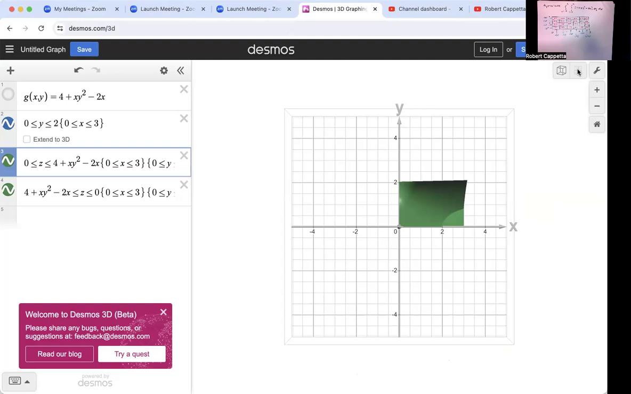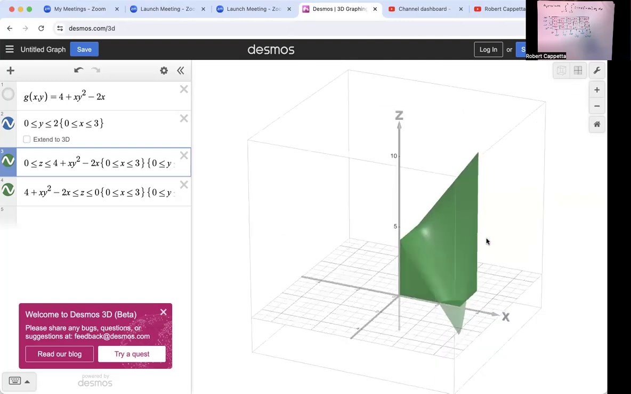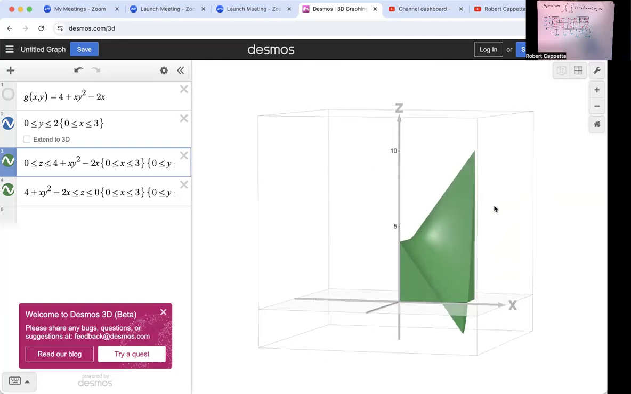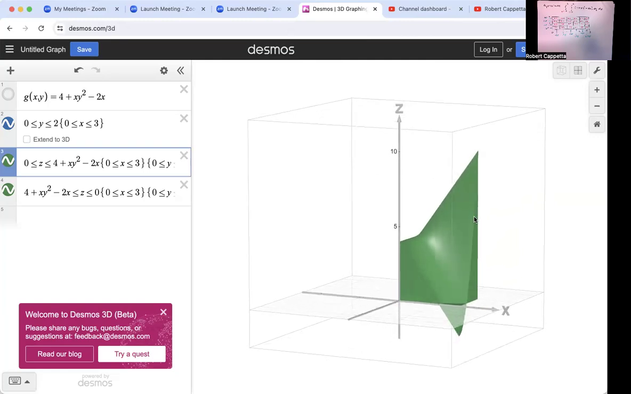0 to 2 in the y direction, 0 to 3 in the x direction. We have some shadowing here that's a little strange, but this is what we're dealing with. This is what we have. We want to find that volume. So indeed, we see some that are dipping below the z-axis.